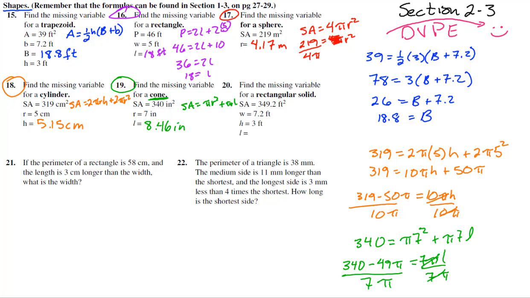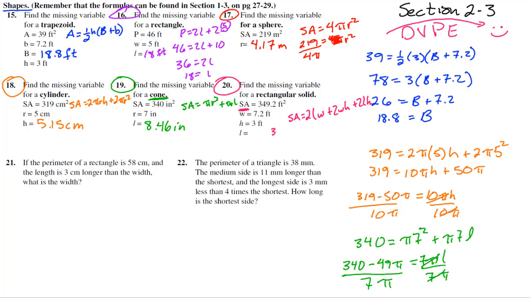All right, the next one, we're going to do number 20. Find the missing variable for a rectangular solid. Now, what's the formula for surface area on a rectangular solid? It's SA equals 2LW plus 2WH plus 2LH. Or they're in different orders depending on how you do it, but there's two sides, top and bottom, and front and back. All right, so let's stick everything in and see what we get.